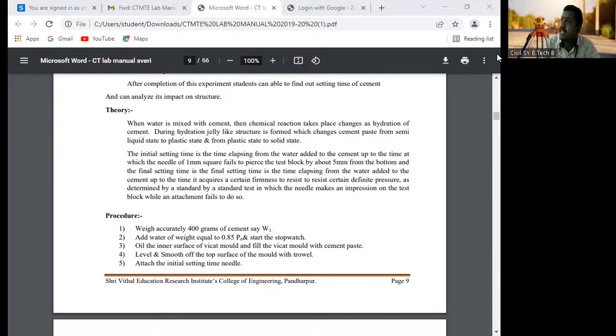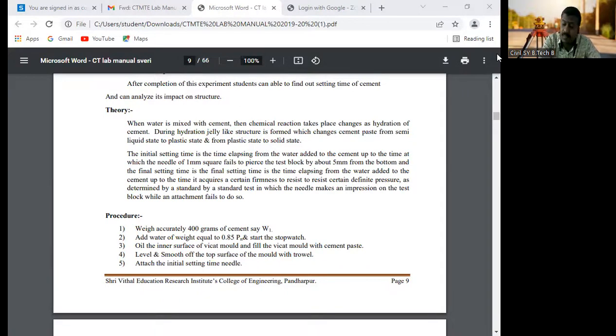सपोज युअर स्टँडर्ड कन्सिस्टन्सी ऑफ द सिमेंट इज 25%. Okay, just take one example. Now we have taken 400 gram of cement. 25% म्हणजे how much water you require? 100 ml करेक्ट आहे. 100 ml तुम्हाला वॉटर लागतंय. सो 85% ऑफ दॅट 100 ml दॅट इज अगेन 85 ml.